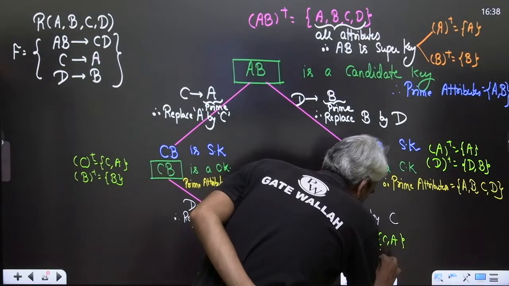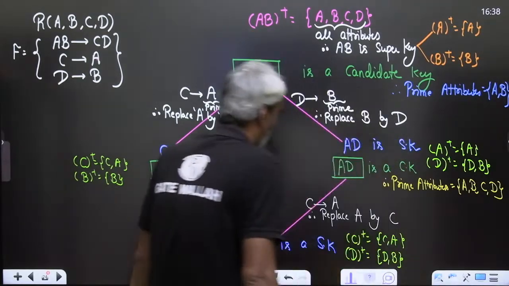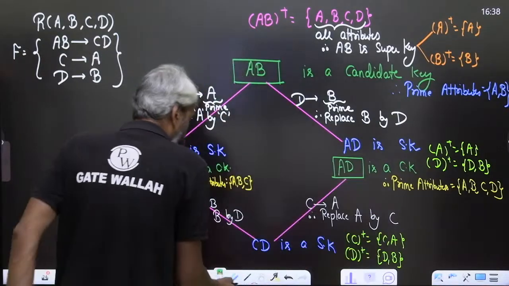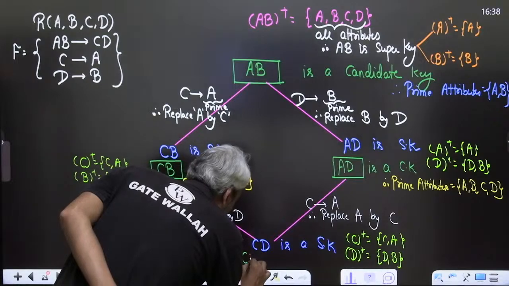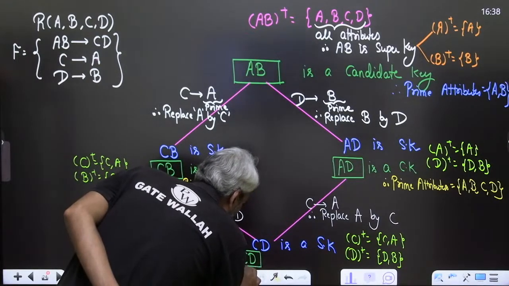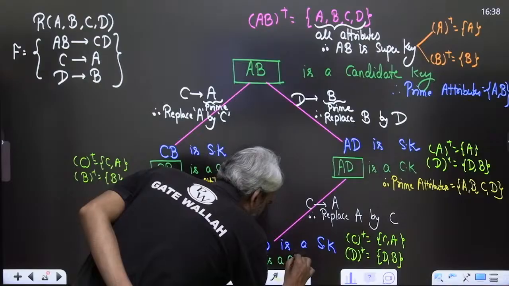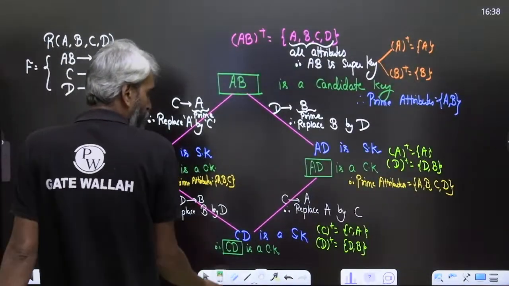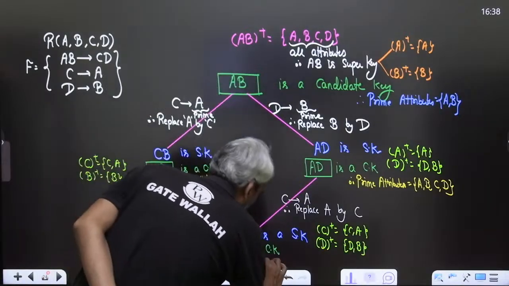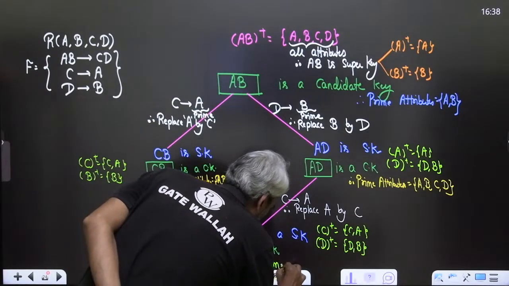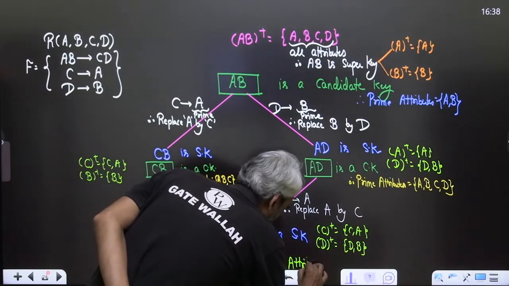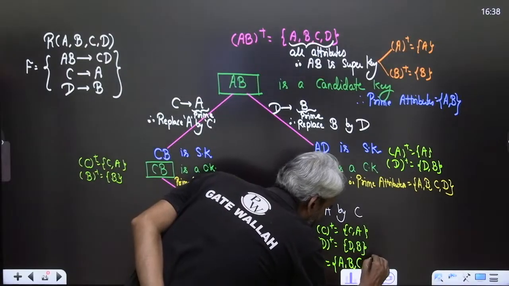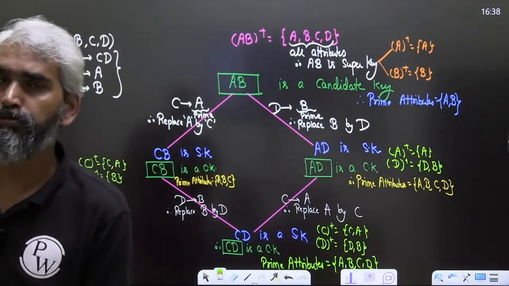D closure will be D and B only, not all attributes. So, no proper subset of CD is a super key. Therefore, CD is a candidate key. Sir, all attributes are already prime attributes. So even if you define the set of prime attributes, no new attribute will be included in the set, because all four attributes A, B, C, D are already prime attributes.